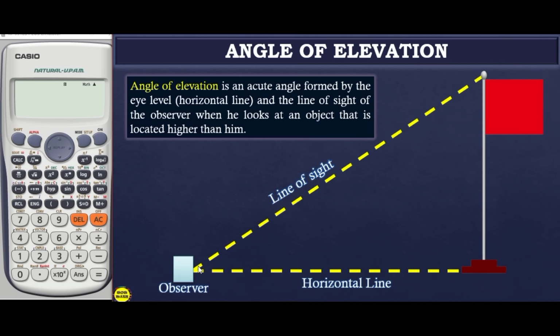Itong line of sight, ito yung tinitingnan mo ngayon. Kung ikaw ito, tinitingnan mo yung object na nasa itaas mo. Okay? Kaya nga po elevation, nasa itaas. Higher than you. Okay? So, ngayon, from the horizontal line, which is the eye level, and then yung line of sight mo na kung saan tinitingnan mo yung object na mas mataas sa'yo, makaka-form ka ngayon ng angle dito. Ito ngayon yung angle mo, which is called angle of elevation. So, makakapag-form po tayo ng angle of elevation.